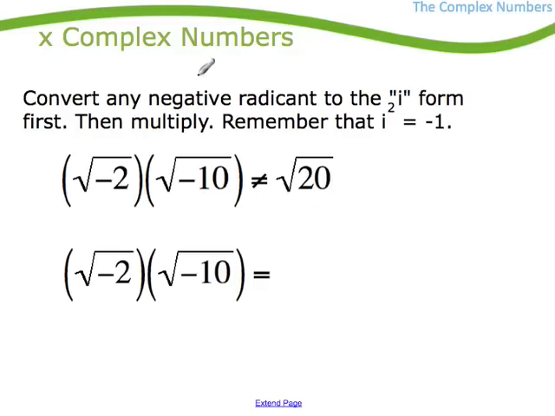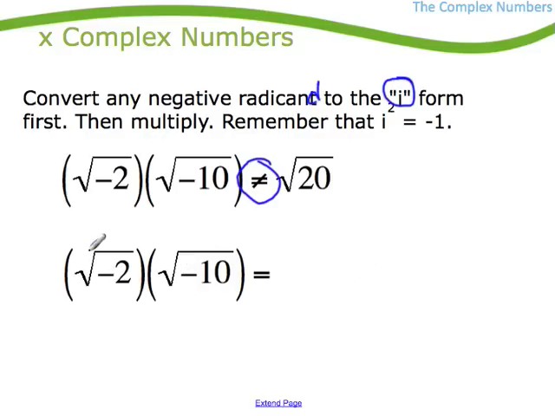If I'm multiplying complex numbers, one thing that I have to do, similarly to adding and subtracting, is I first have to get any negative radicand into the i form first. So just doing something like I did here, square root of minus 2 times square root of minus 10, with real numbers, I could just multiply the two radicands together. In this case, minus 2 times minus 10 is a positive 20. But under the complex numbers, that rule does not work. I first have to convert these to the i form.